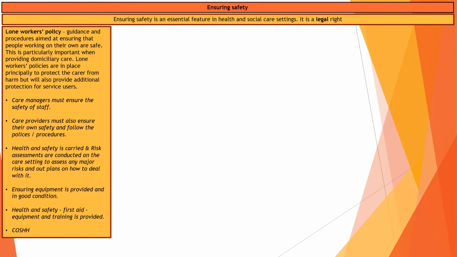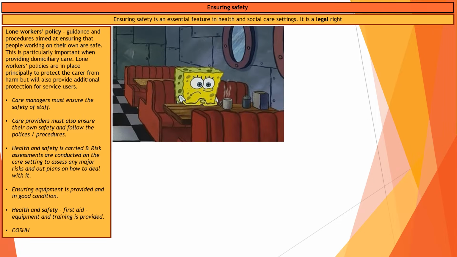So this comes under the care manager's responsibility. Any care manager sending staff to work on their own in a setting needs to make sure they're providing those resources, that equipment, that training, and those checks.